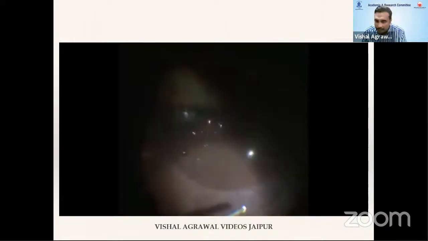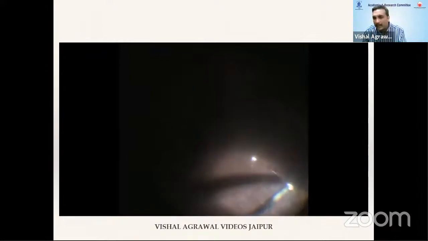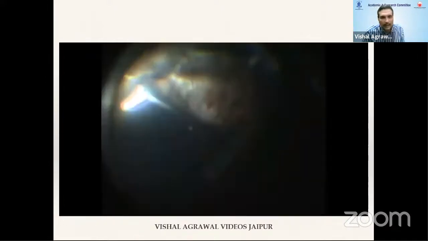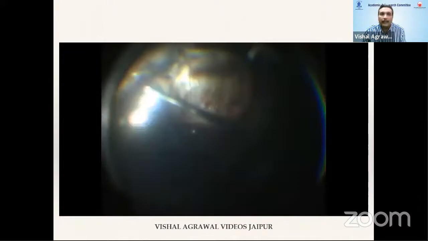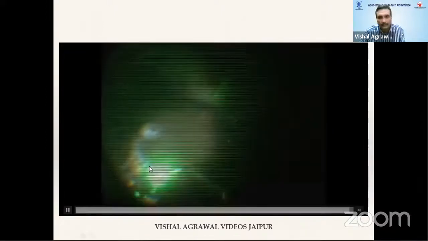In both these cases, the coloboma was not involving the macula, it was sparing the macula, so the patients had a good prognosis. And this was a micro-ophthalmic eye. The previous one was a microcornea, but not a micro-ophthalmic eye. So these are the cases.